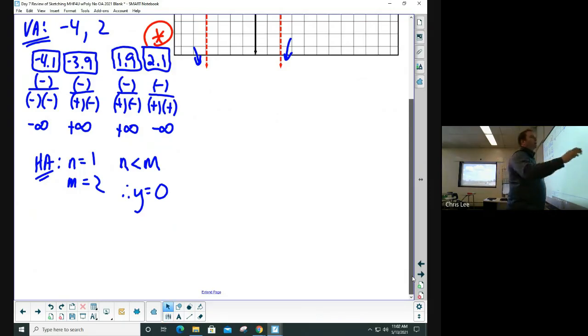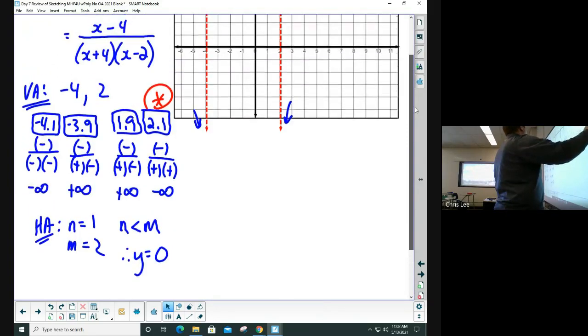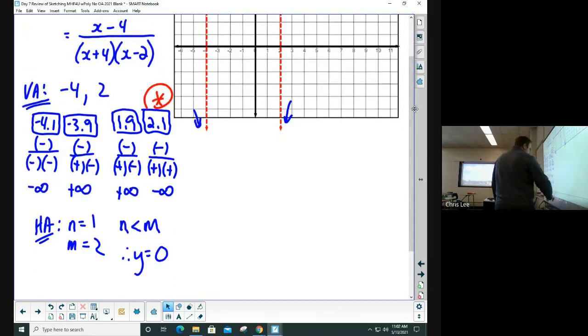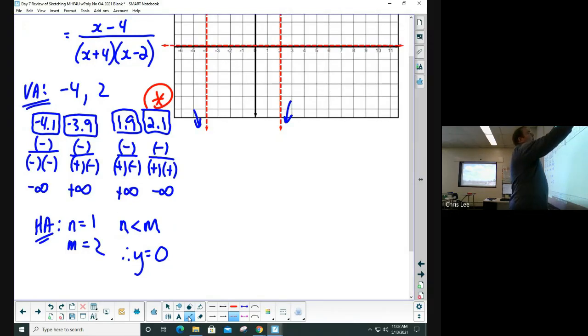Again, we're just reminding ourselves of what that does. So that means there is going to be a horizontal asymptote at 0. So I'm going to draw it right there at 0. Because it is 0, I can go a step further and check to see if it's going to come above or below at the end behaviors, at the extremes.